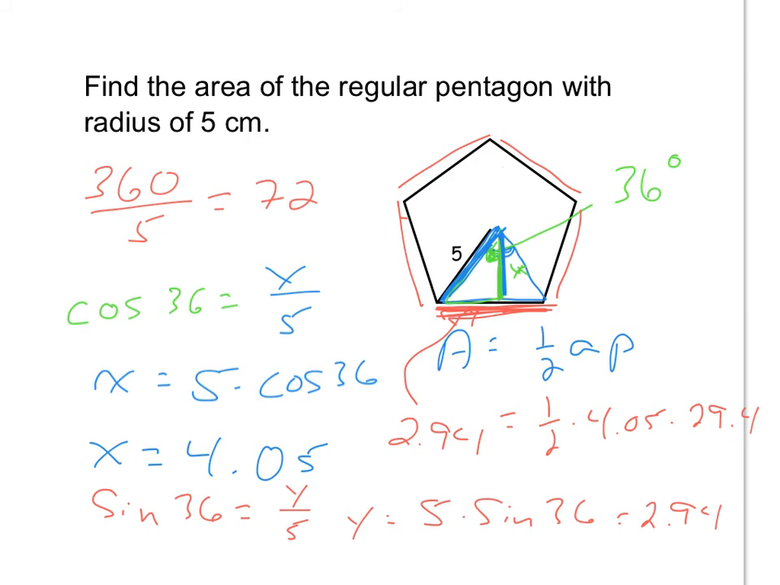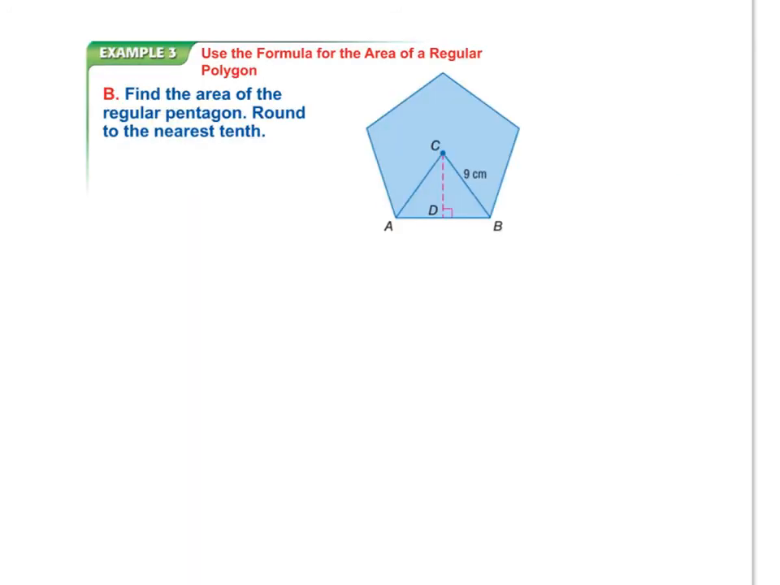and you should find that our area now is equal to, let me get a different color so you can see it, we'll do it in green, 59.5-ish. And there's my area of my regular hexagon. I'm sorry, that was a pentagon, regular pentagon. One more. Find the area of the regular pentagon.